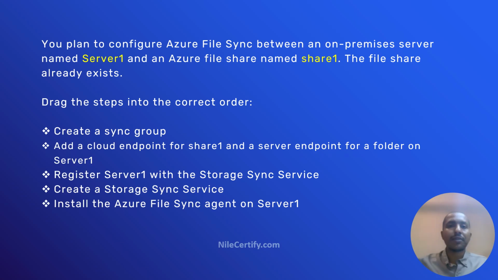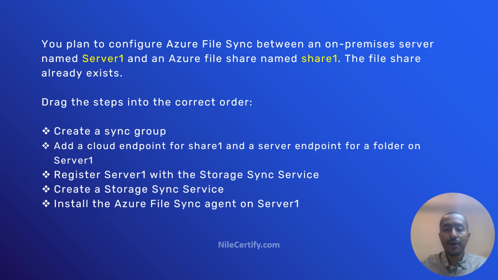A sync group defines which endpoints will replicate with each other, and I create it after the server is registered, so I can add that server to the group in a later step, and this step comes fourth. And finally, we add a cloud endpoint for share 1 and a server endpoint for a folder on server 1. With the sync group ready, I add the 2 endpoints, and the cloud endpoint targets the Azure file share. The server endpoint targets a local path on server 1, so this step comes last.